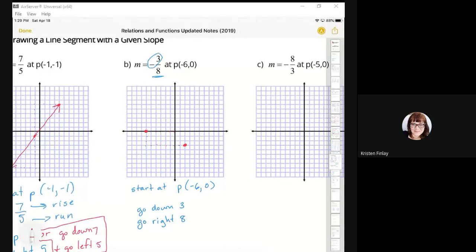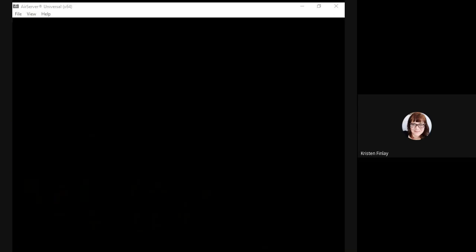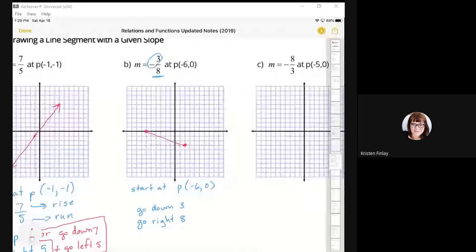Now, hopefully you have a ruler or a straight edge. I'm just eyeballing it because when I do it on my iPad, it kind of shifts everything. But if I were doing this on paper, I would use a ruler. Okay. Let's look at the next one. Hopefully we got that right.